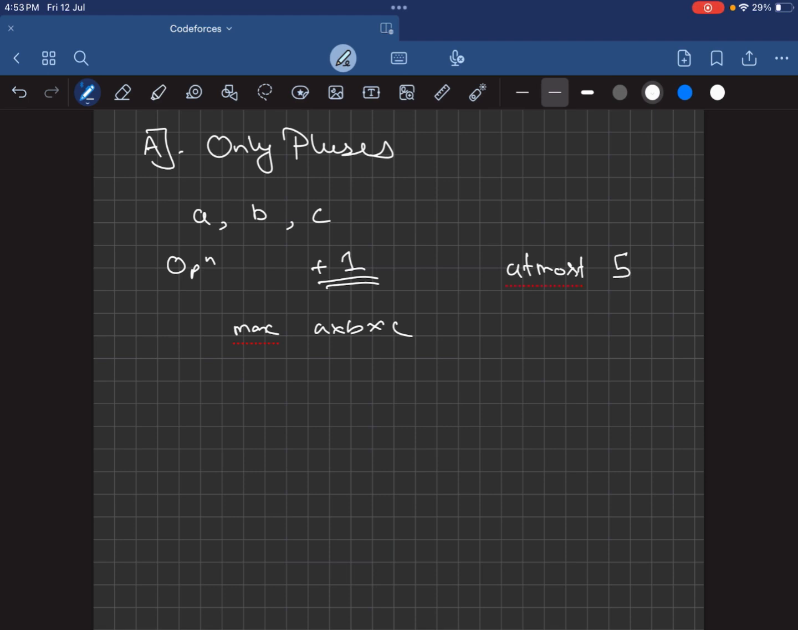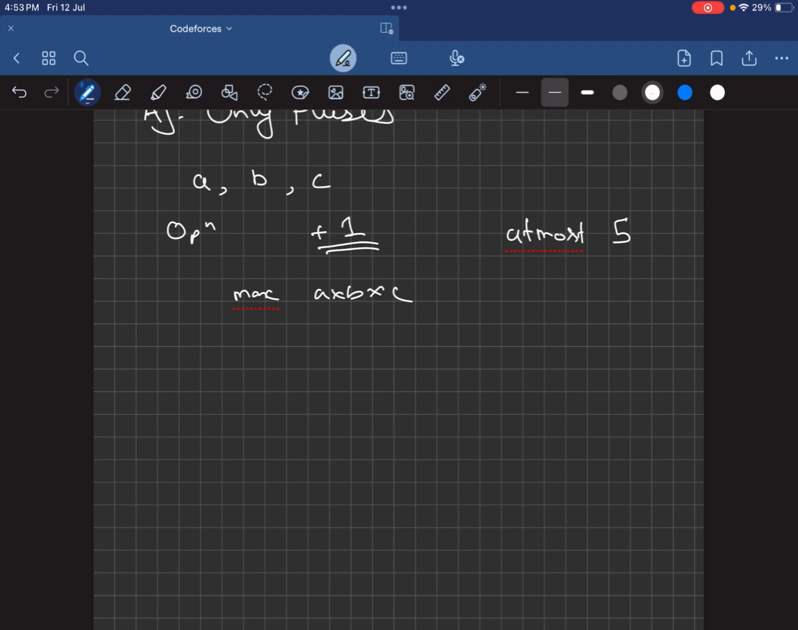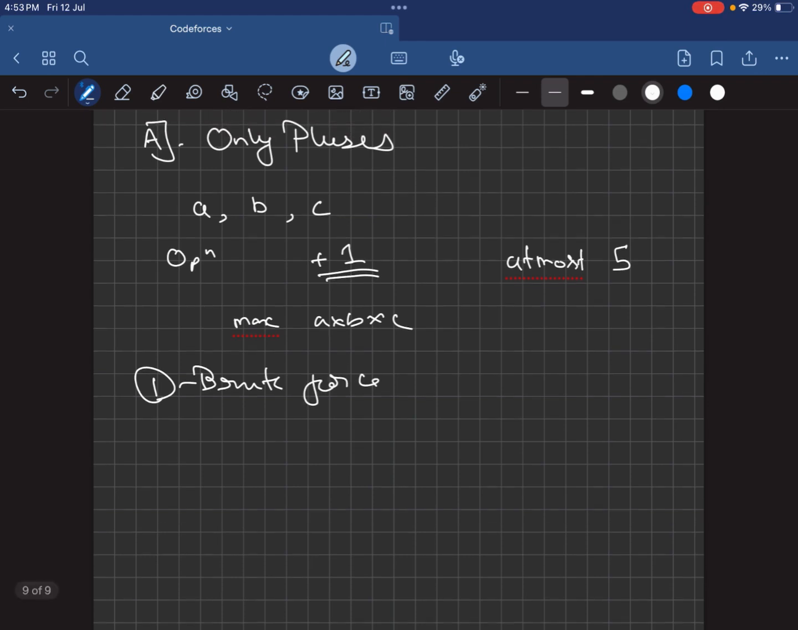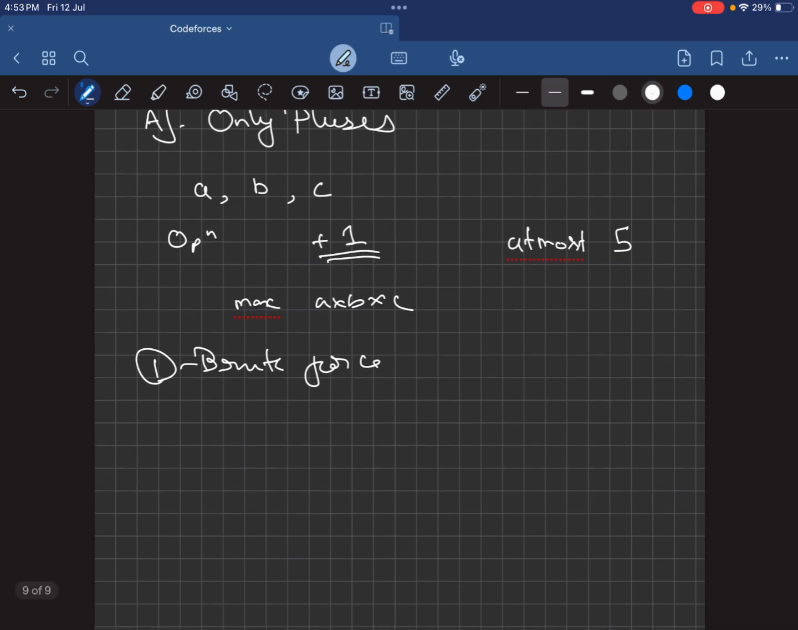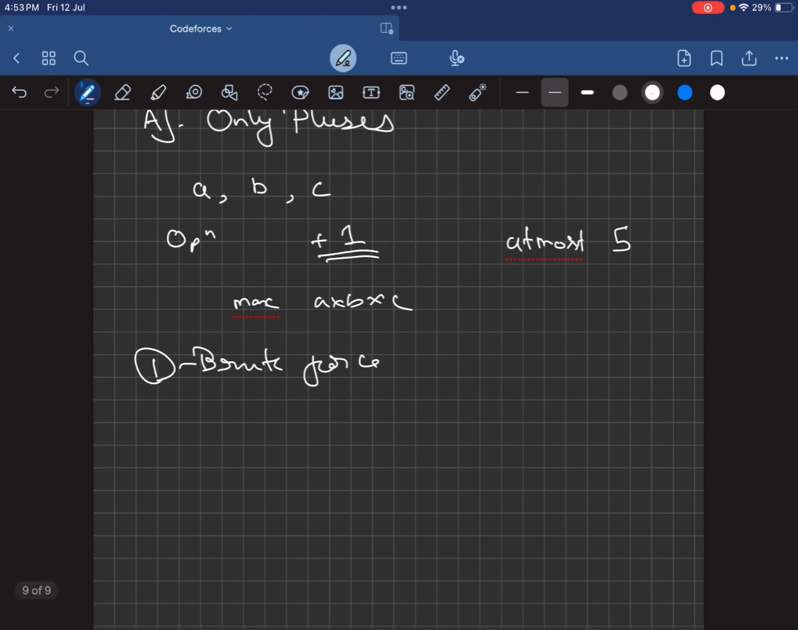Okay, so if you want to maximize this product, it will be wise to perform the operation all the 5 times, since all our integers a, b, c are positive. You can either do brute force, that is, try adding 5 in all the possible combinations to a, b, and c. But there's an even better way: it will be wiser to keep adding 1 to the smallest of the three numbers each time.